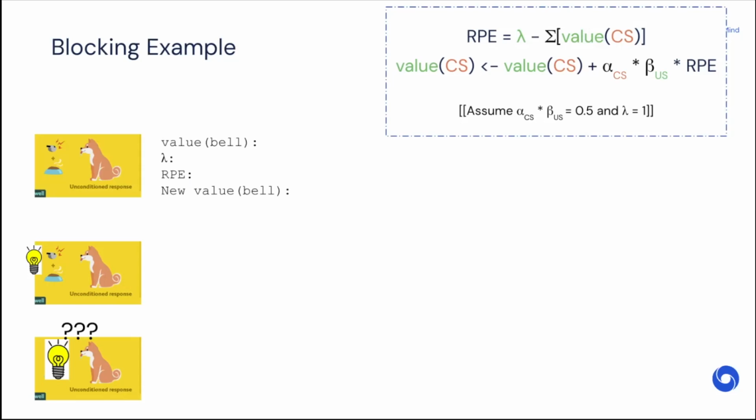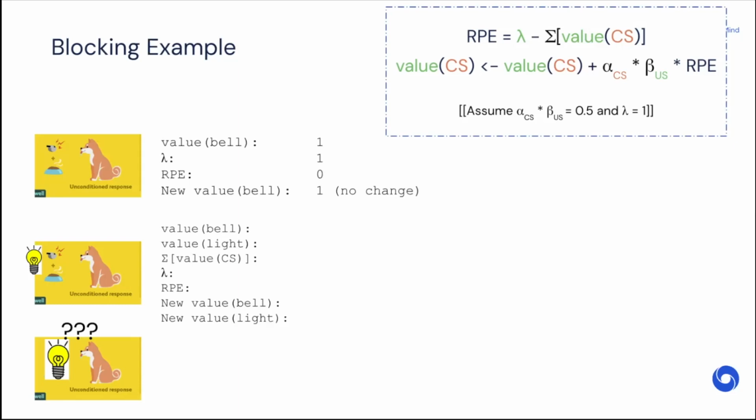So we start, value of the bell, what is it? 1, because we already, what's the lambda? 1. RPE? 0. 0 RPE means no learning. No learning, right? Okay, so now let's walk through the next example where we also have the light. Value of the bell is 1. What's the value of the light? 0. What's the sum of all the values of all the CS present in the environment? 1. What's lambda? What's the RPE? 0. What does it mean for the new value of the bell? What does it mean for the new value of the light? 0. So what does it mean for the response of the dog in response to the light?